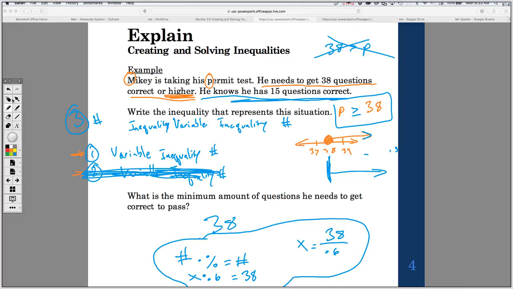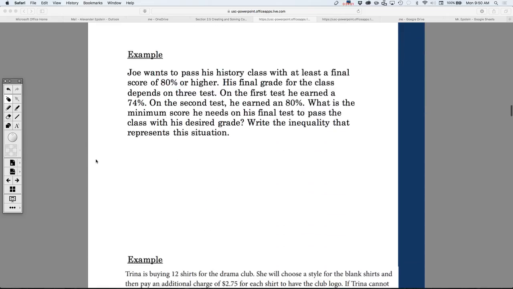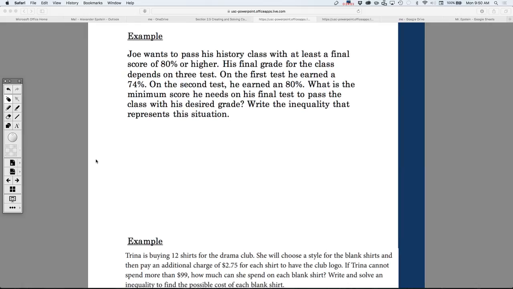Okay, example. Joe wants to pass his history class with at least a final score of 80% or higher. His final grade for the class depends on 3 tests. On the first test, he earned a 74%. On the second test, he earned an 80%. What is the minimum score he needs on his final test to pass the class with his desired grade? Write the inequality that represents this situation.